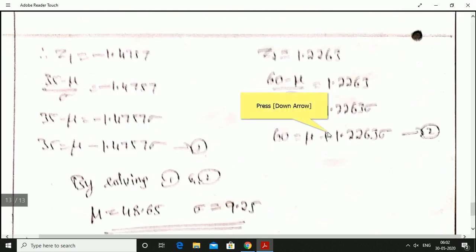Okay, I hope you understand the normal distribution.